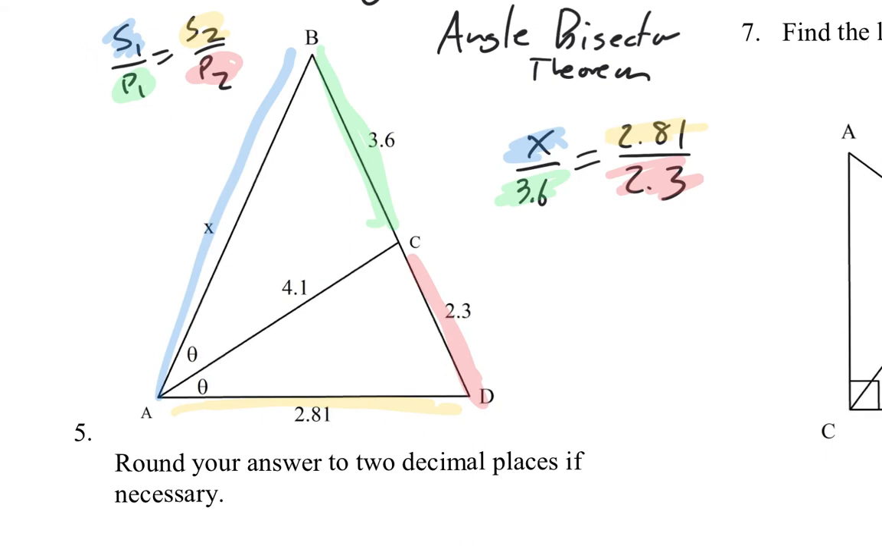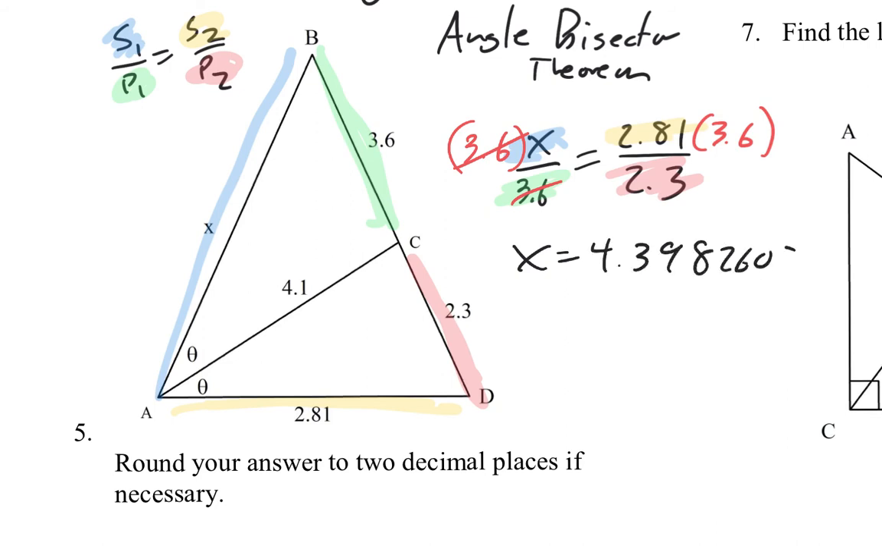So I could cross multiply, or in fact the x is actually already on top, so I don't even have to cross multiply. I could just multiply both sides by 3.6, and really that's enough to solve this equation. So from here I'm just going to my calculator, and I'm going to do 2.81 times 3.6 divided by 2.3. And I get a number with a lot of decimals. I get x equals 4.398260087.